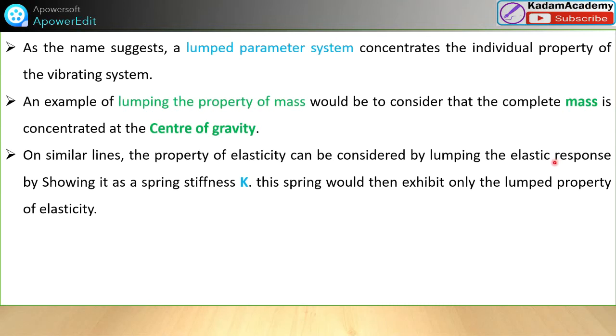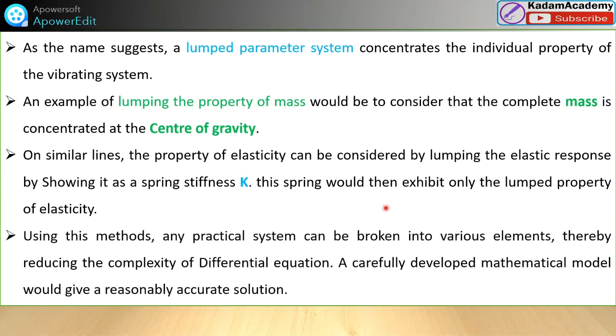this procedure of the vibrating system replaced by the physical system and mathematical model. So by converting this continuous system into a discrete system, we have converted the physical system into a mathematical model for getting the solution. Like in this, that rod is considered with the property of elasticity, with stiffness K, and the mass of this lump property of the elasticity.